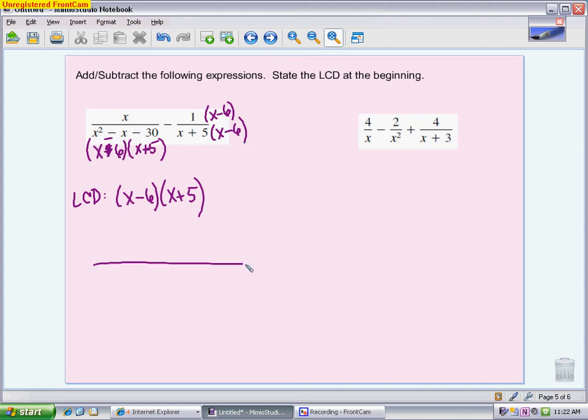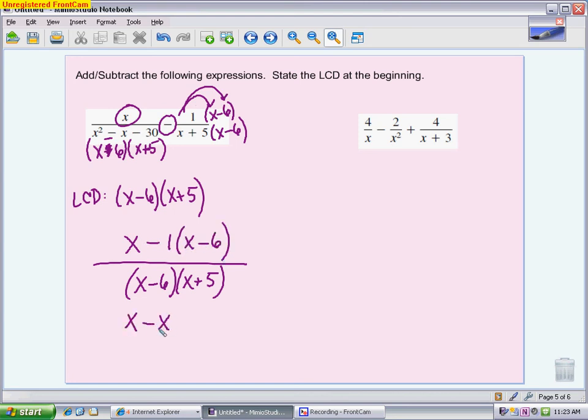So I already have established my denominator is going to be x minus 6, x plus 5. Now I have to look at what's going to be in the numerator. In the first fraction, we just have an x. Nothing got multiplied by it. In the second fraction, we have a minus 1 times x times negative 6. You can either write it like this and then distribute, or you can do it all in one step.